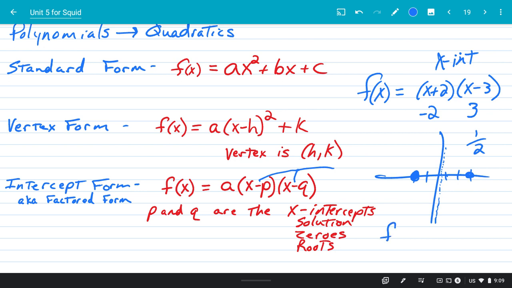And then I find the function at 1/2. So I have 1/2 plus 2 times 1/2 minus 3. So this is 2.5 times a negative 2.5. Anybody got a calculator on them? 2.5 times 2.5, go.